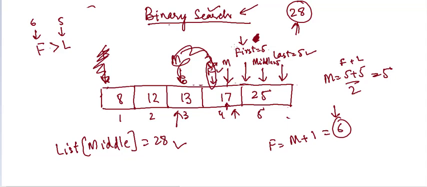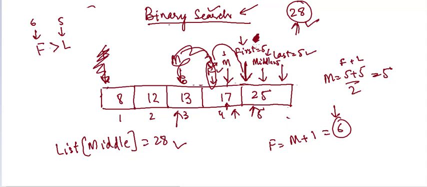And what we did was we added 1 to the value of middle and moved our first to this point, right? Then once again we calculated our new middle, and the new middle was what? The new middle was 5, right? And then we checked whether 28 was equal to 25, but it was not equal to 25. So what did we do? We followed the same routine.